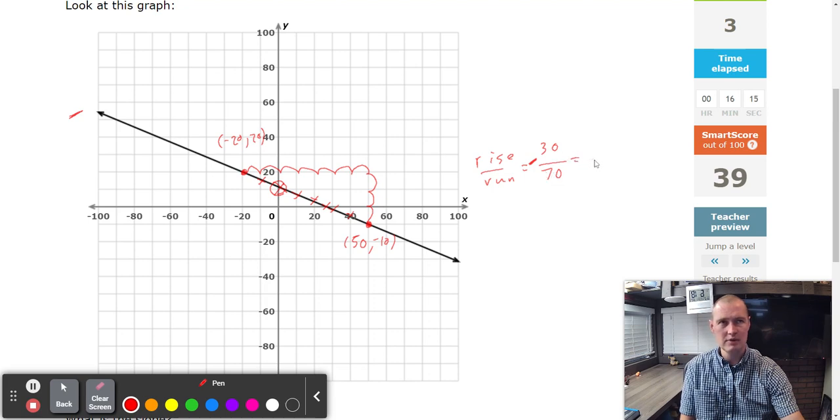Now, the last step is, can we simplify the 30 over 70? And notice they're both base 10 once again. So it is very easy to go ahead and take 30 and divide by 10. It's very easy to take 70 and divide by 10 as well. So 30 divided by 10 is 3, and 70 divided by 10 is 7. And I'm going to carry my negative over. Therefore, my final solution is negative 3 over 7.